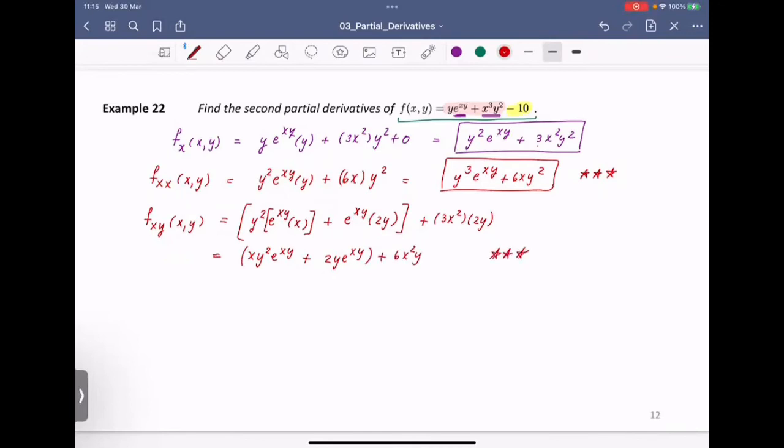Make sense? Well, I hope it does make sense for you. It is not that terrible, this question. All right, so that's the first one.